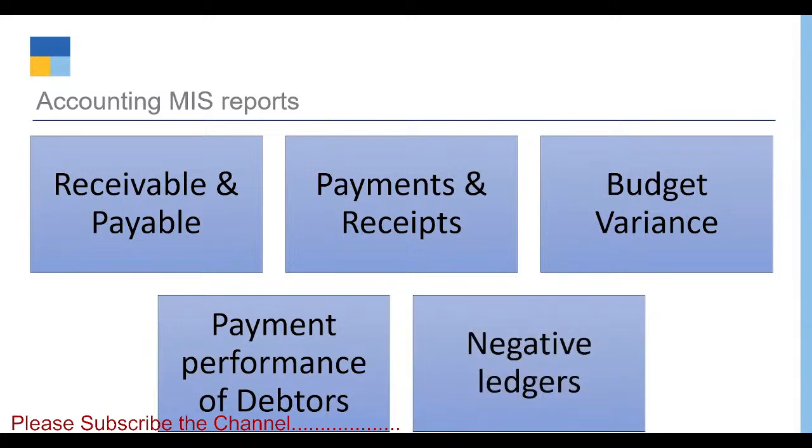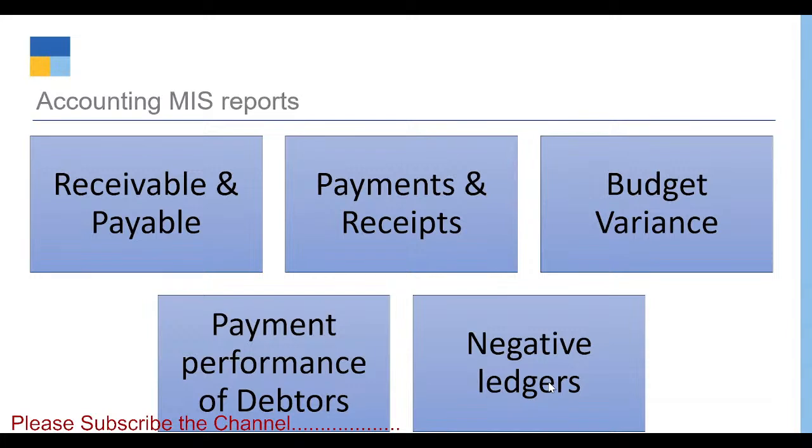Okay, the next report that we wanted to discuss is about negative ledgers. So what do negative ledgers mean? For example, you have created a particular party under sundry debtors, but instead of recording sales transactions, you have recorded only purchase transactions. If the particular party is supposed to be under debtors, he should have a debit closing balance, right? But if the party has a credit closing balance, then such ledgers will show as negative.